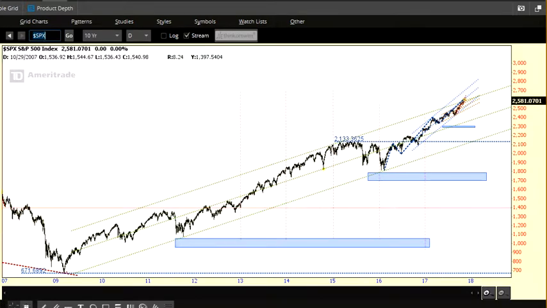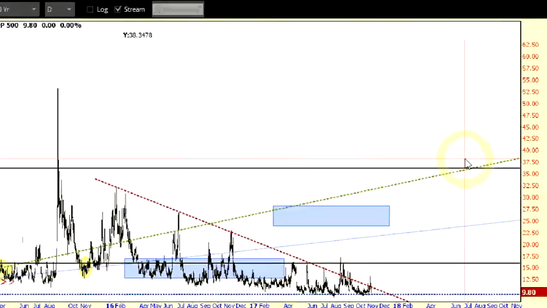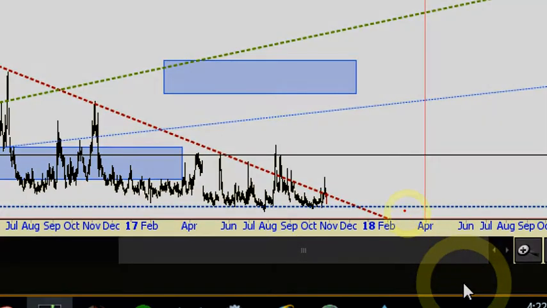Let's look at, we've spiked in volatility, which I always have trouble finding. There it is, the volatility index. So we've talked about how we're kind of coming down to this apex of the triangle, and that we're likely to spike out of it. You can see that we spiked out of it and pulled back in.